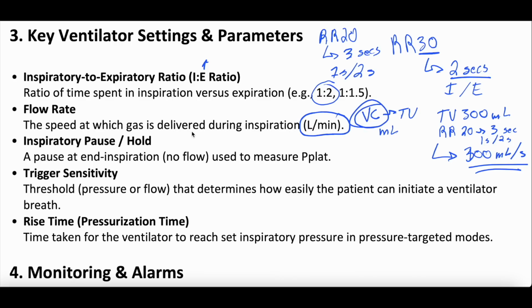So in volume control, flow rate can be something really important to think about if you're seeing flow starvation. We actually have talked about that in episode 2 on desynchrony. Again, check out that playlist.